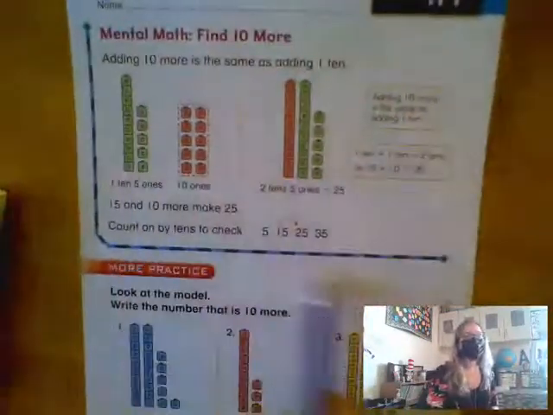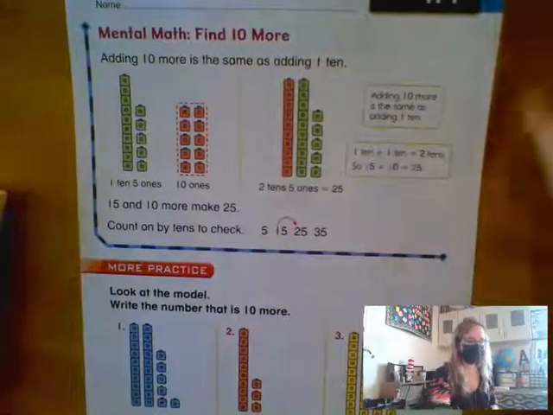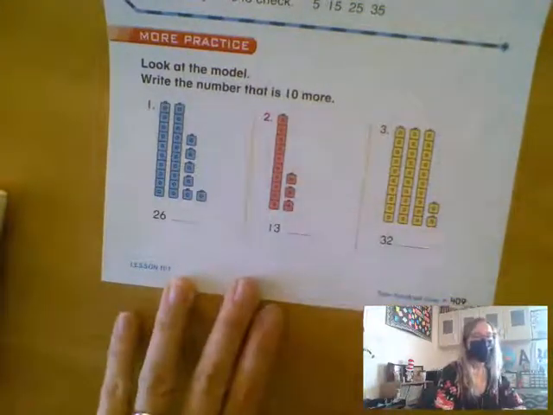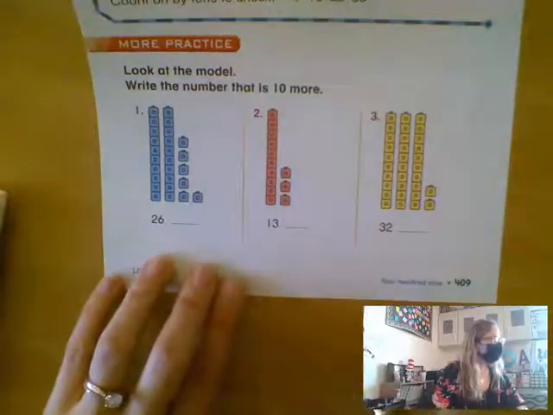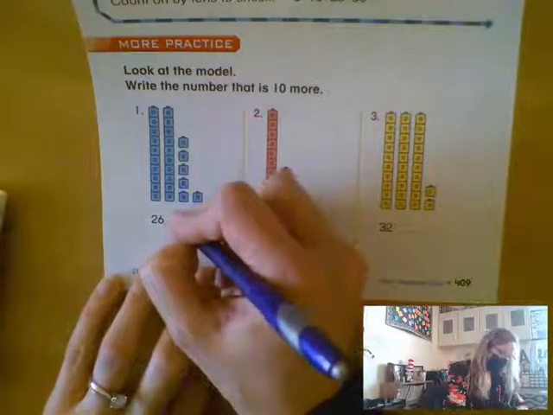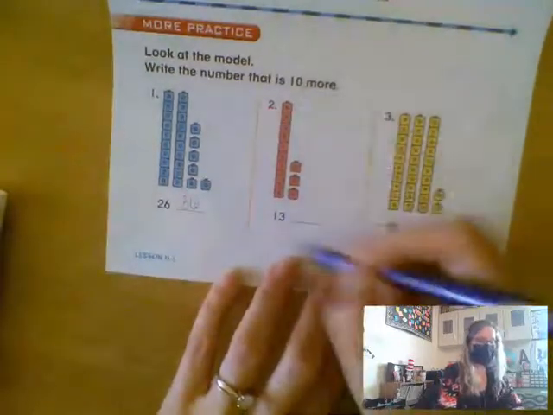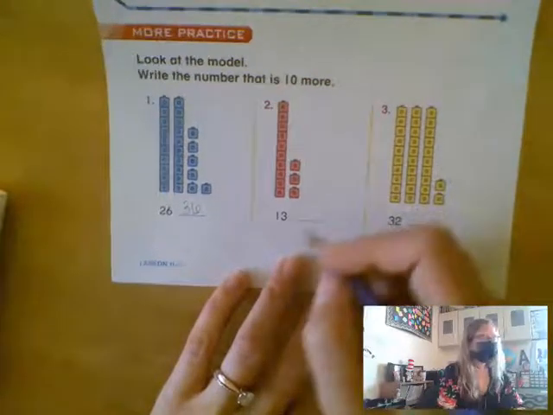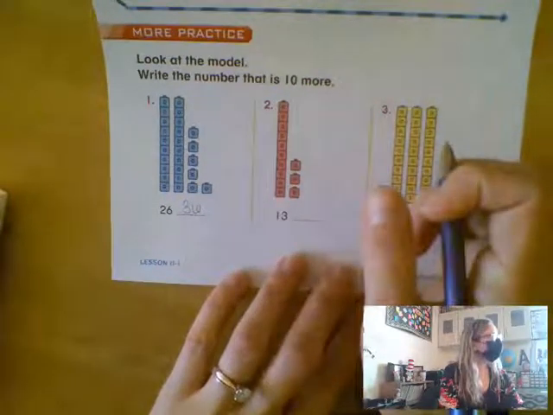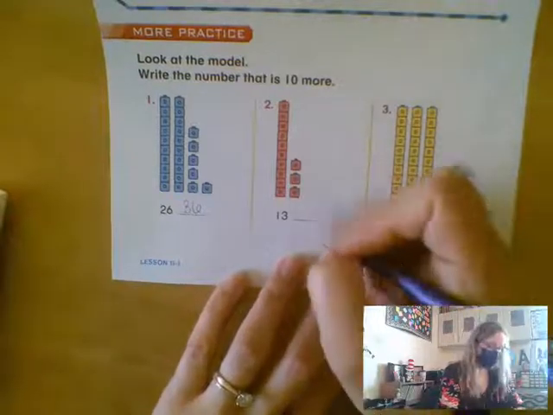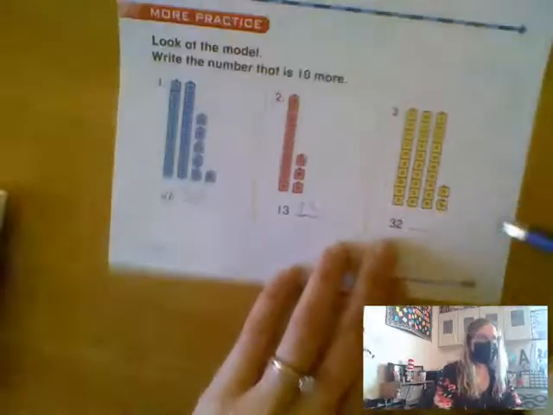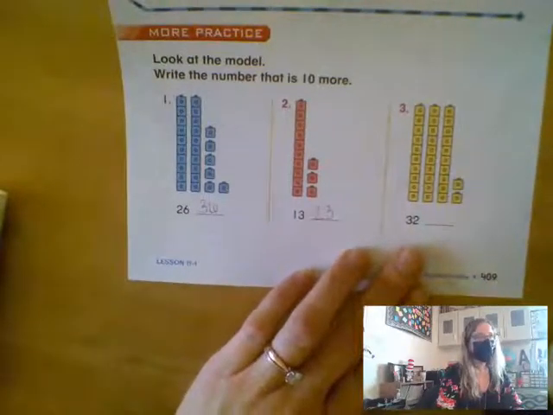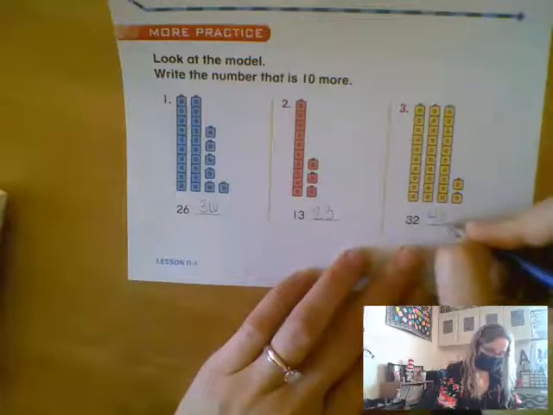This top part, friends, is just giving us a review of what we've already been talking about. So let's look down here. Ava June, 26. What's 10 more? 36. Winner, winner, chicken dinner. Mateo, 13. What's 10 more? 23. Good job. Austin, 32. What's 10 more? 42. Good job. Turn the page.